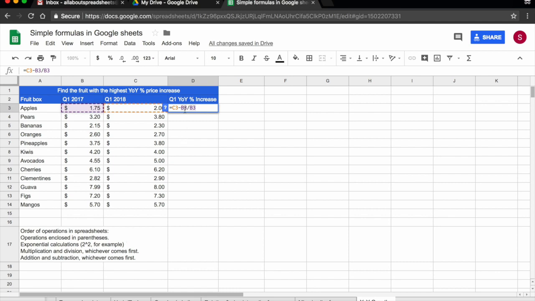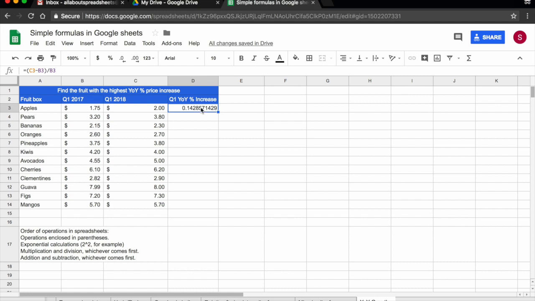So the problem here is that I need the subtraction to happen first, but what is happening here is that the division is happening first. So I'm going to add parentheses to let the spreadsheet know that I need the subtraction to happen first, and then the division can happen. So let me press return again, and now the formula is correct. Now I can read this number and I know it's 14%, but I would like it to be already formatted.